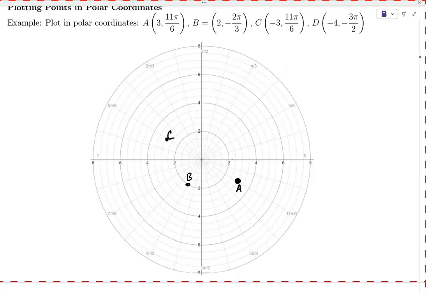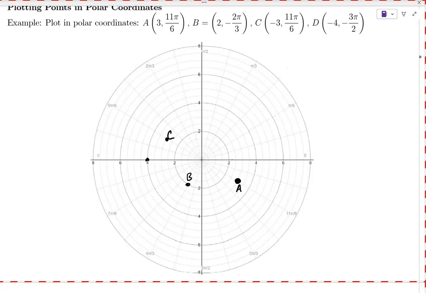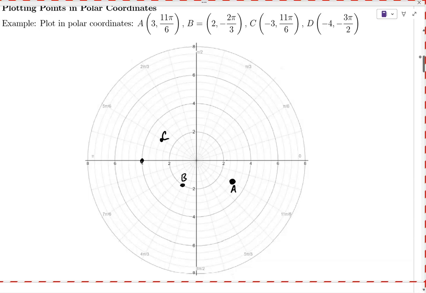This one says go negative 4. Negative 4 would be here to the left, correct? And then rotate negative 3 pi over 2. Which way do you want to rotate if you're going to go negative from this point? And I have to go up, right? Because I got to go clockwise. So I have to go up. I need to go around 3 pi over 2 from that point in a clockwise manner. So I'm going to end up right here.